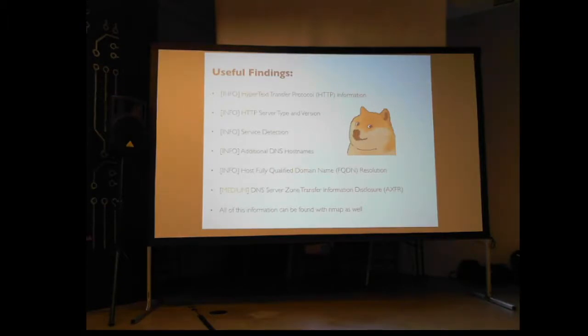So right here, Hypertext Transfer Protocol Information, this will tell you the HTTP methods and the HTTP server type and version. It'll let you know if it is IIS or Apache. Service detection is like your banner grabbing in Nmap. You can find out what types of services are running on what port.